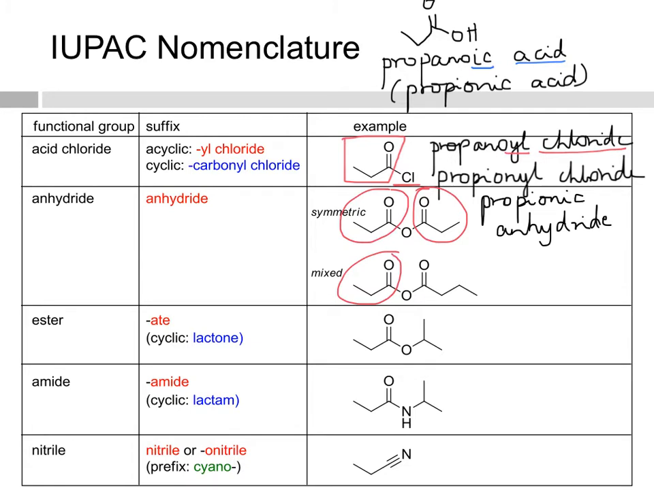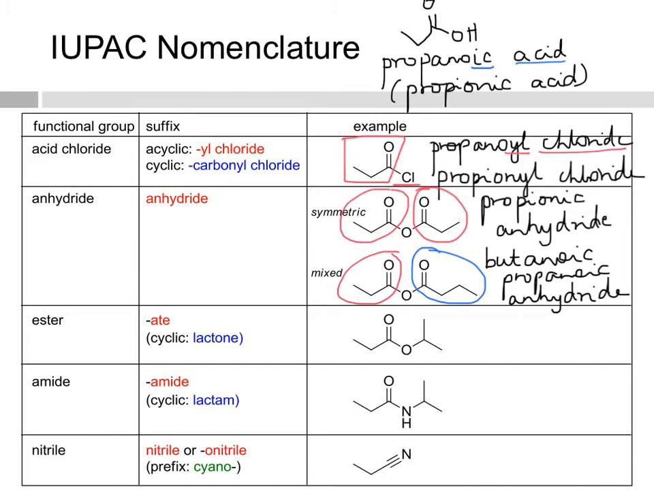Now when we have a mixed anhydride, we're going to look at both R groups and see which acid they come from. The left side of the mixed anhydride comes from propionic acid. The right side comes from butanoic acid, also sometimes called butyric acid. When we put both names together, we're going to alphabetize. And so we can call it butanoic propanoic anhydride. Again, instead of butanoic, it can be butyric. Instead of propanoic, it can be propionic.